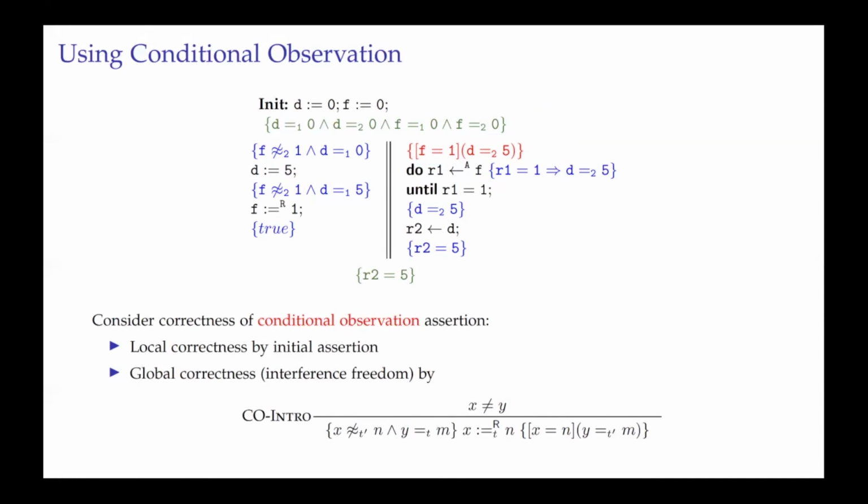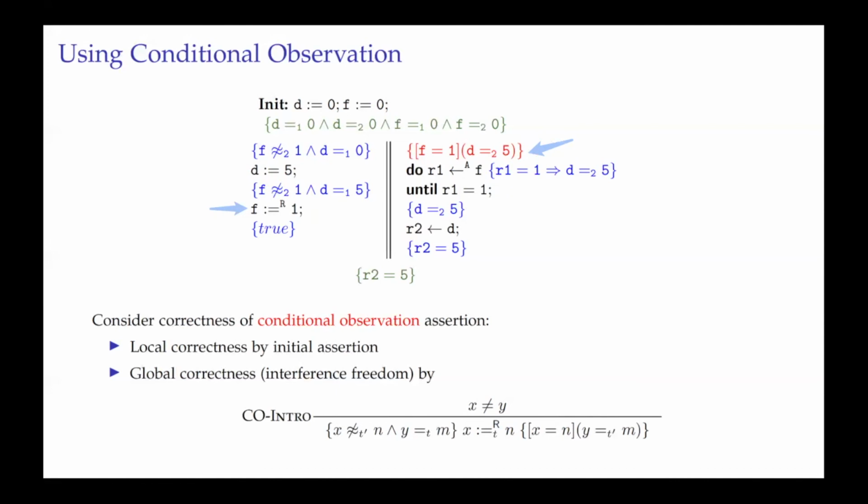For global correctness of the conditional observation assertion, we must prove interference freedom against each of the assignments in the other thread. Stability against the update to D is trivial, because the update occurs from a precondition in which thread 2 cannot observe the value 1 for f. So once again, the antecedent of the conditional observation assertion is trivially false, and therefore the assertion itself is trivially true. Next, we check the assignment that updates f to 1 using a releasing write.